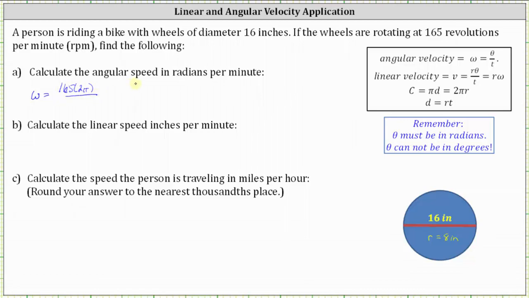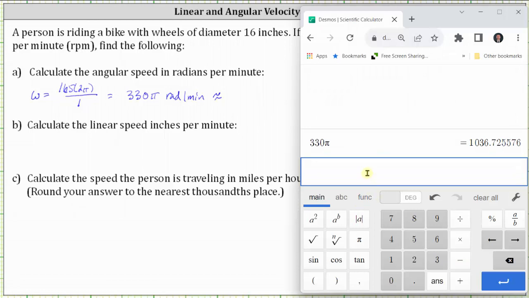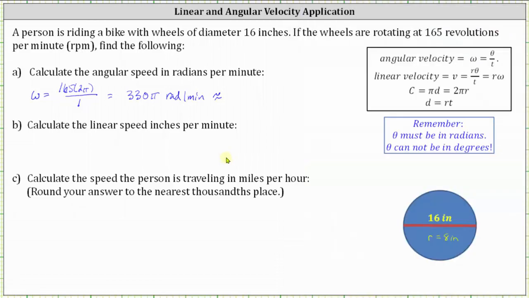We want the angular speed or angular velocity in radians per minute, and the wheel is rotating at 165 revolutions per minute, and therefore the time is just 1 minute. Multiplying, we have 330 pi, and the units are radians per minute. Let's also get a decimal approximation for this answer, even though we do want to enter the exact answer in the homework. 330 pi is approximately 1036.73, indicating the angular speed or angular velocity is approximately 1036.73 radians per minute.